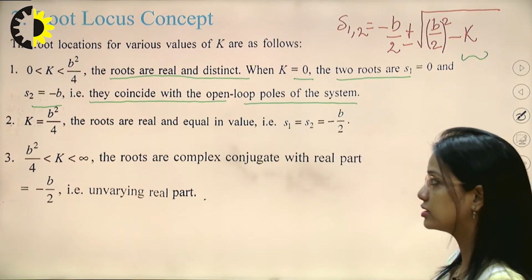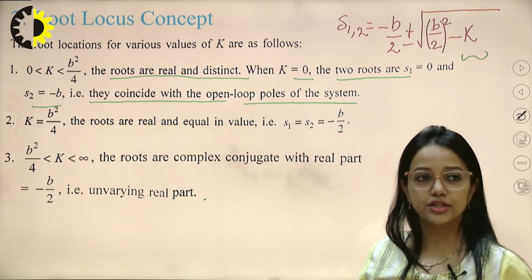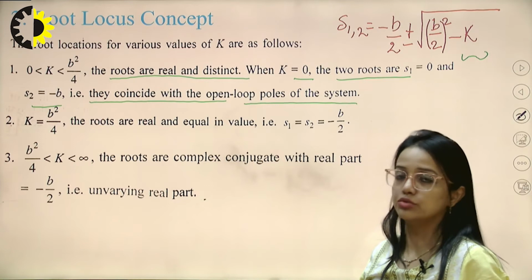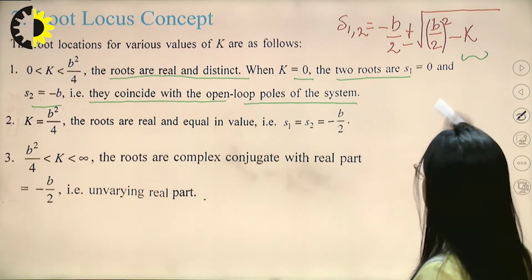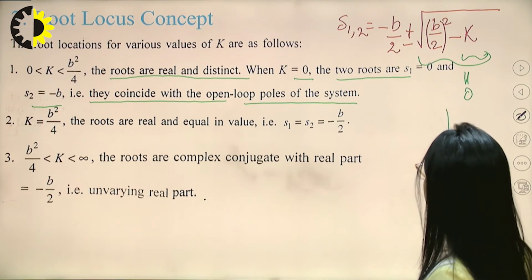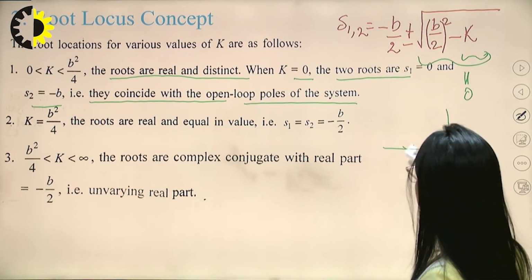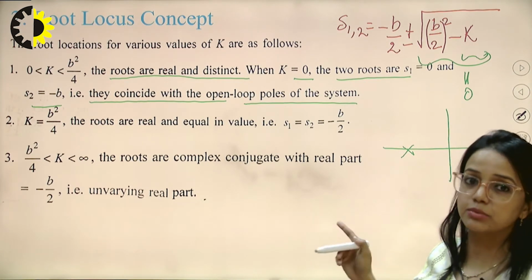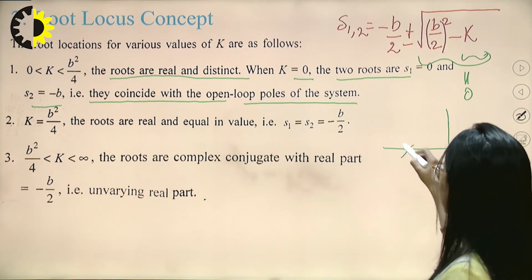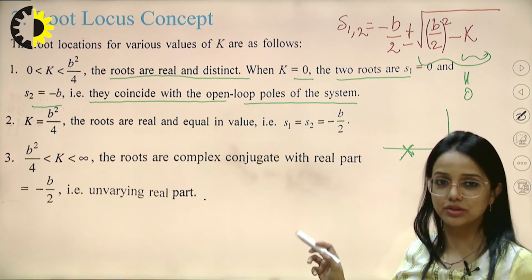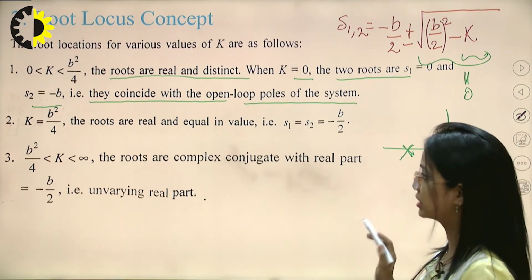Let us consider the second condition. The second condition is when k is equal to b square by 4. So this quantity turns out to be 0. In this situation, we will be having two poles, and those poles will be repeated poles at the same place. So these two poles, S1 and S2, both of them will be at minus b by 2. So this is a particular condition.